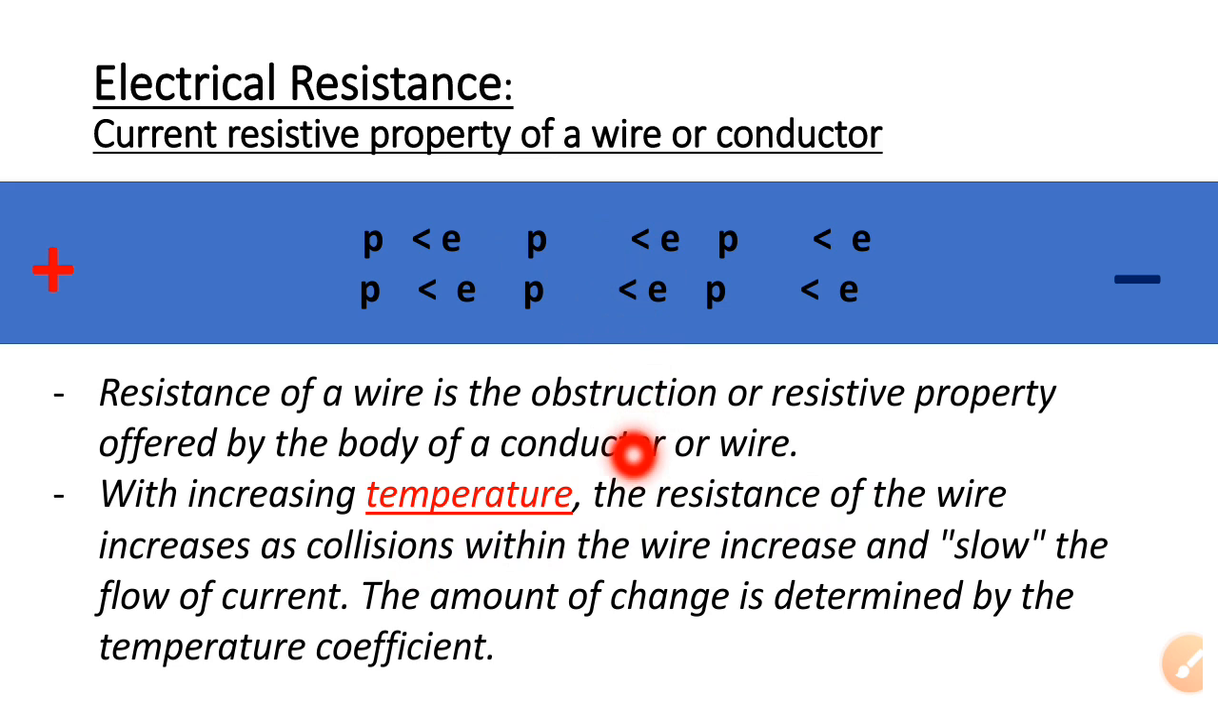Why? So the answer is here, as the collision within the wire increases. That means here, when the temperature of this wire increases, the kinetic energy of those electrons increases, and the electrons rapidly collide with the protons, and in this way the electrons are resisted. That means there is a resistance, the electrons become slow, their movement becomes slow. Here it is clearly mentioned that collision within the wire increases and slows the flow of current, that means slows the flow of electron.